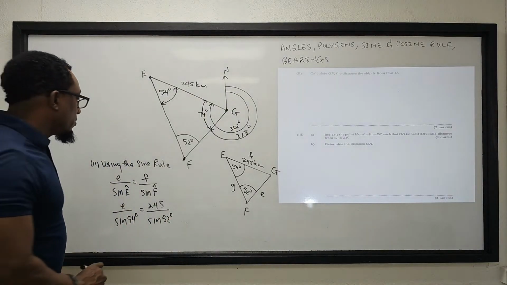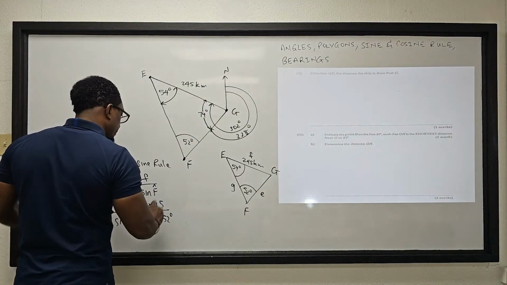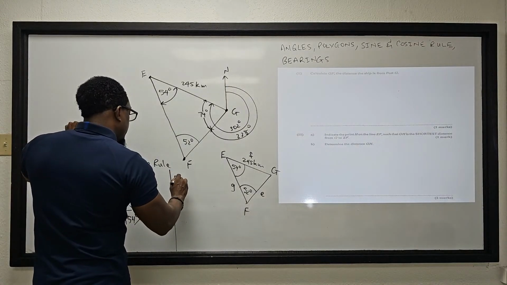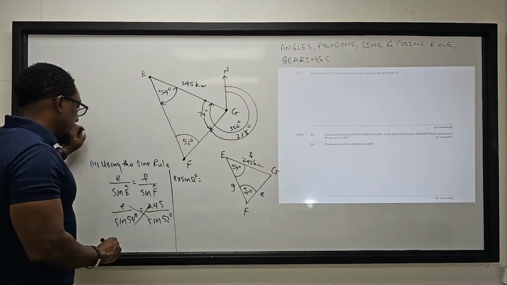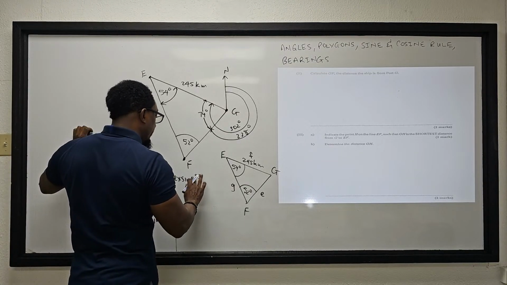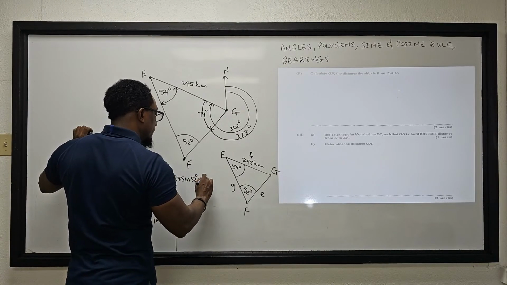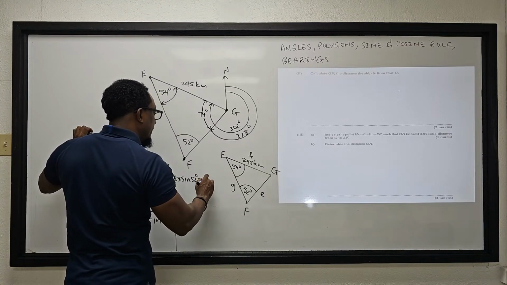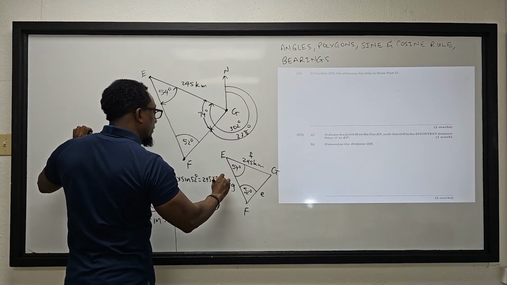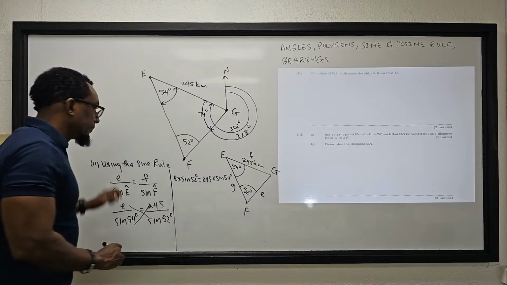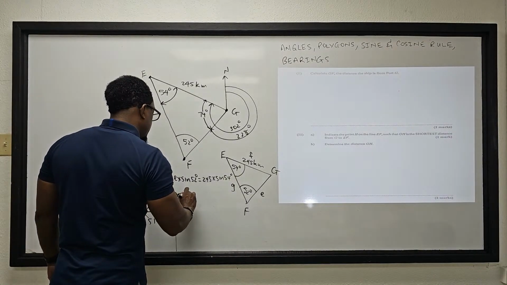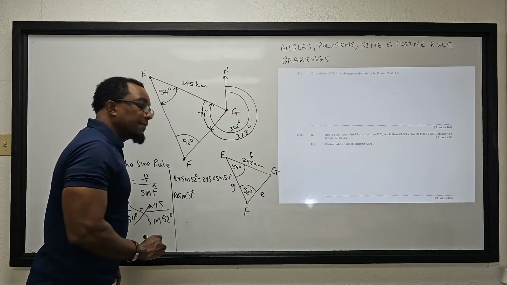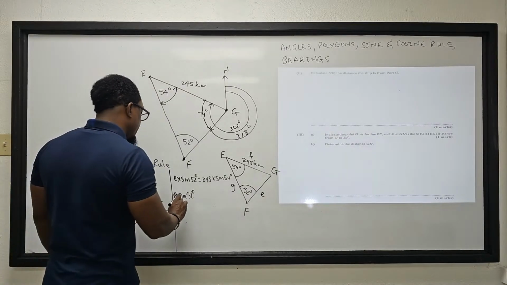And what do we do? We cross multiply. This will be e multiplied by sine 52 is equal to 245 multiplied by sine 54 degrees. So e multiplied by sine 52, I'm going to divide both sides by sine 52.